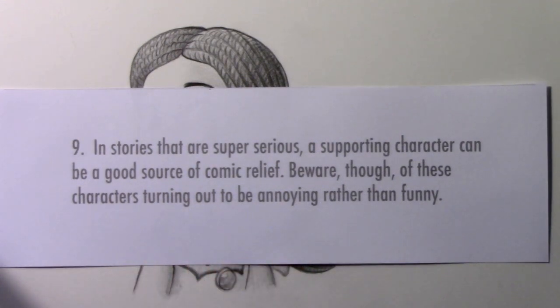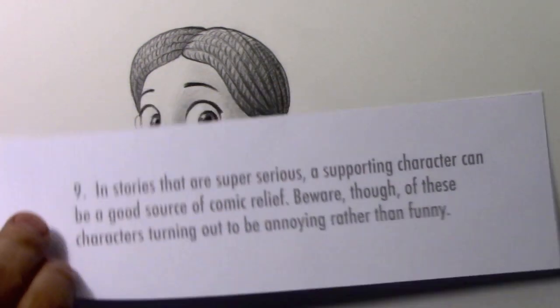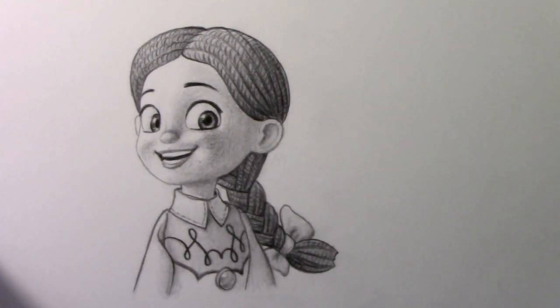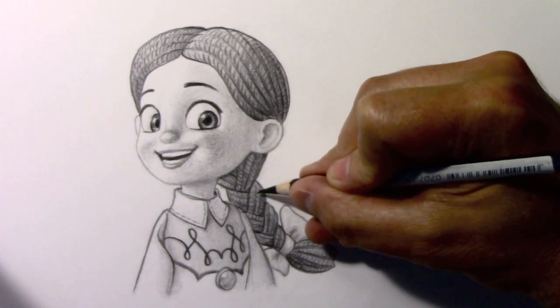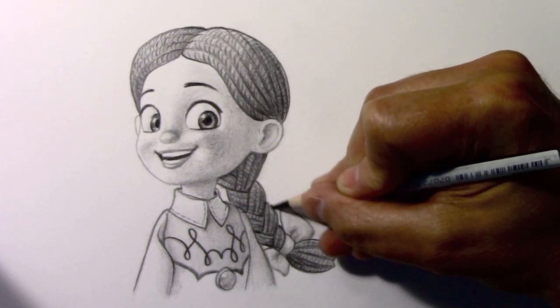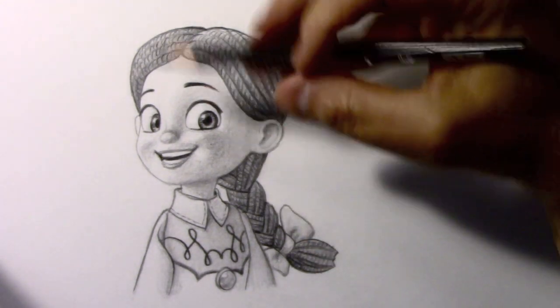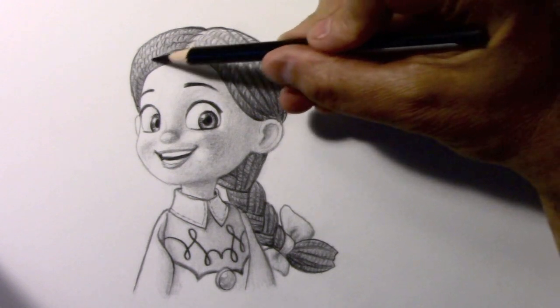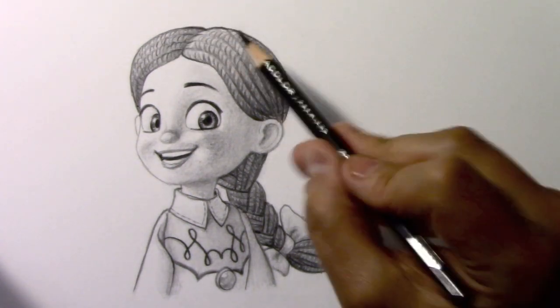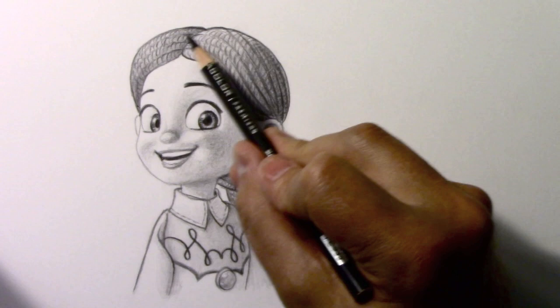Number nine. In stories that are super serious, a supporting character can be a good source of comic relief. Beware, though, of these characters turning out to be annoying rather than funny. A supporting character is very often used as comic relief. Even in stories that aren't super serious, they designate this as the comic relief character. And I've just noticed as a consumer of entertainment, you've got to be real careful with these so-called comic relief characters, because it can really backfire badly if the character is not genuinely funny.